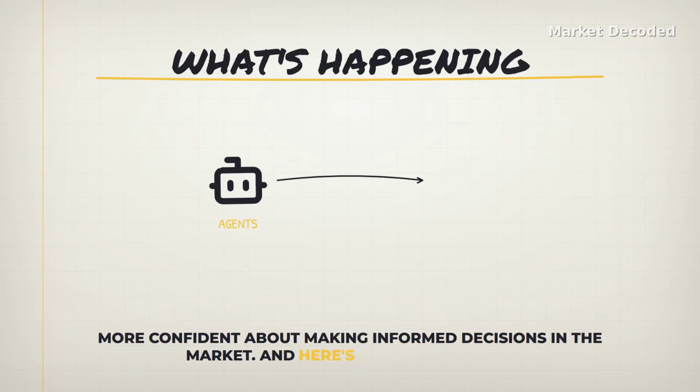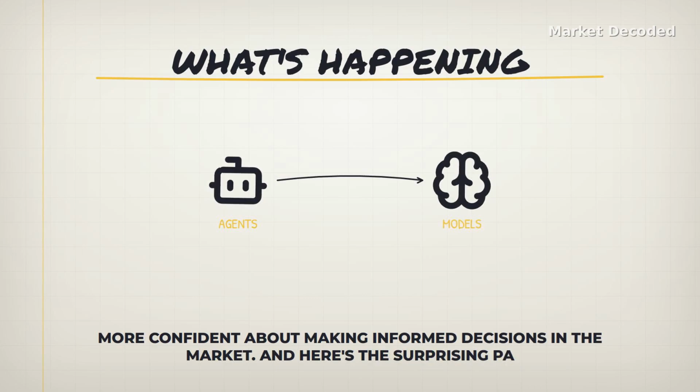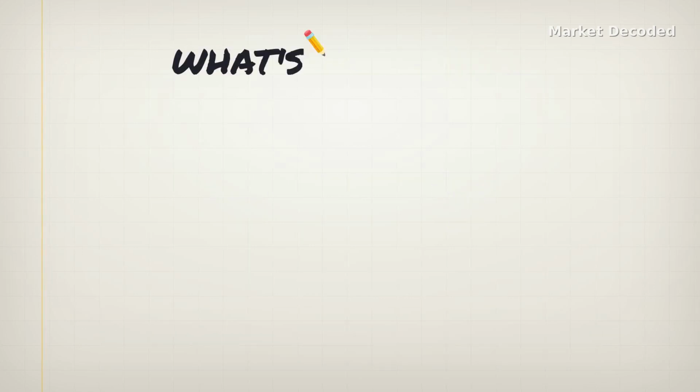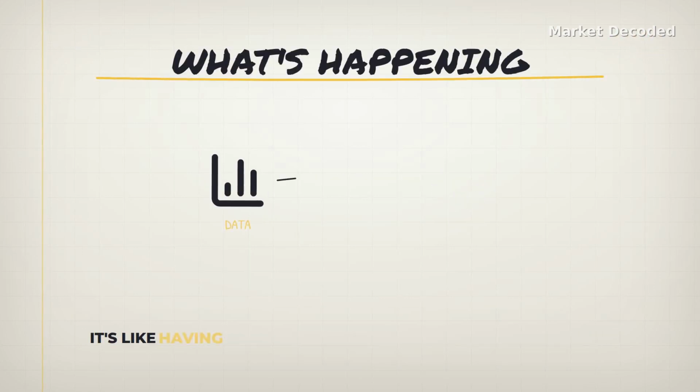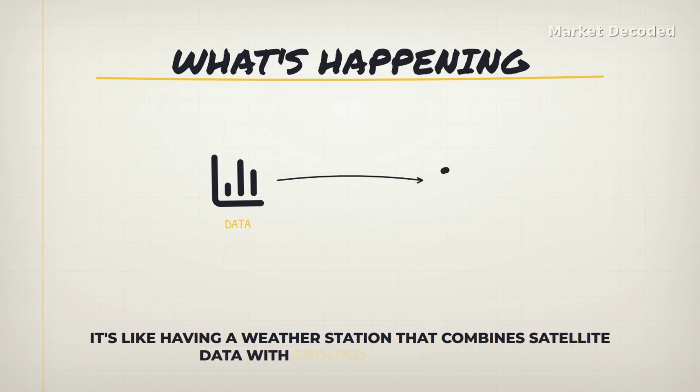And here's the surprising part. Sometimes, the most valuable insights come from looking at these different perspectives together. It's like having a weather station that combines satellite data with ground-level readings. It gives you a fuller picture and increases your confidence in what to expect.